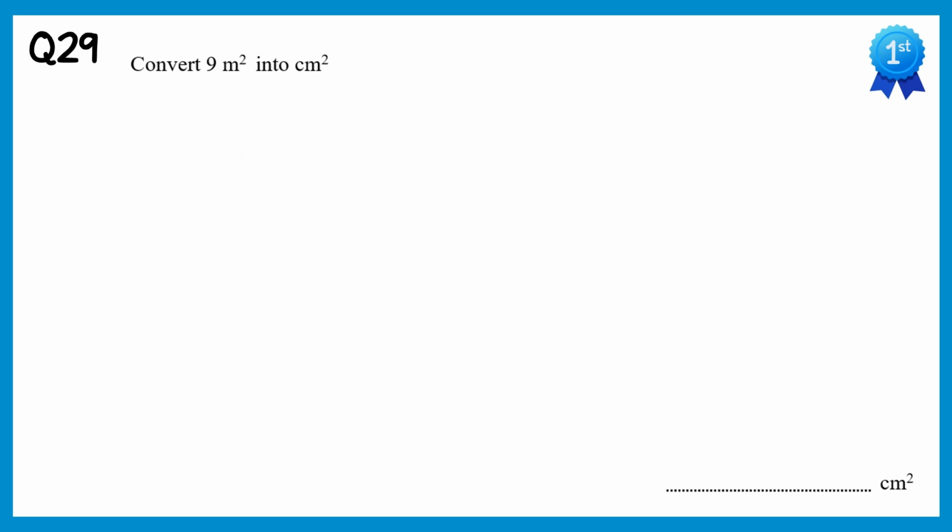For this question, we need to convert 9 meters squared into centimeters squared. Now this is a question a lot of people get wrong. You probably know that 1 meter is equal to 100 centimeters, so some people just think you need to multiply 9 by 100 and you'll get the answer, but that's not true, because this one is not going from meters to centimeters, it's going from meters squared to centimeters squared.